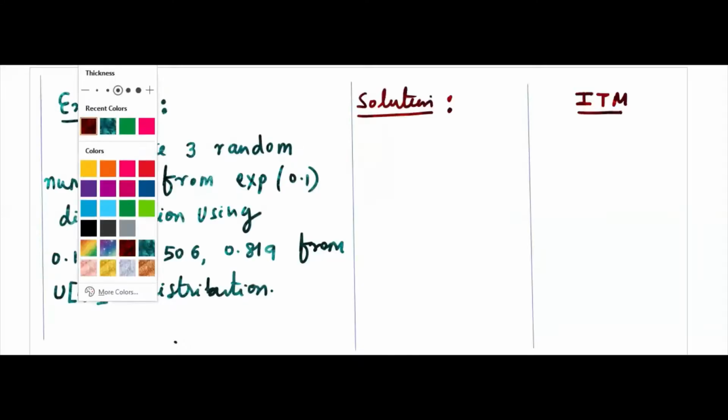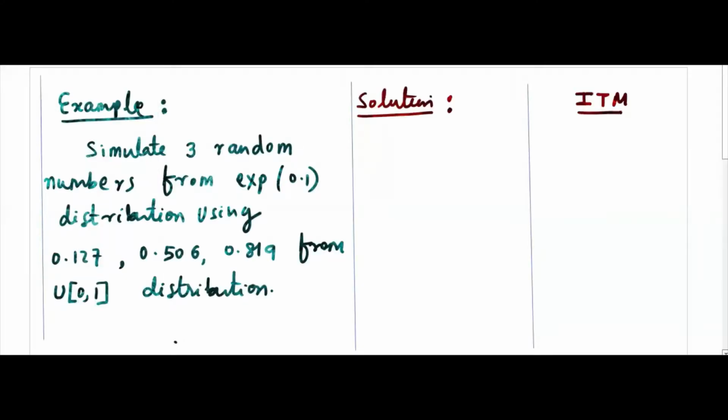Let me write one example. This is the first example. So we'll use the inverse transform method to solve this problem. What we are doing is, we want to see three numbers from an exponential distribution. The parameter is given, that is 0.1. We want to simulate, we want to generate, we want to get a sample.